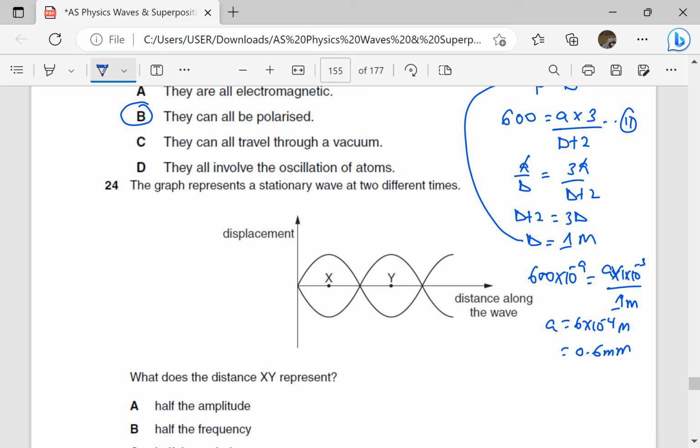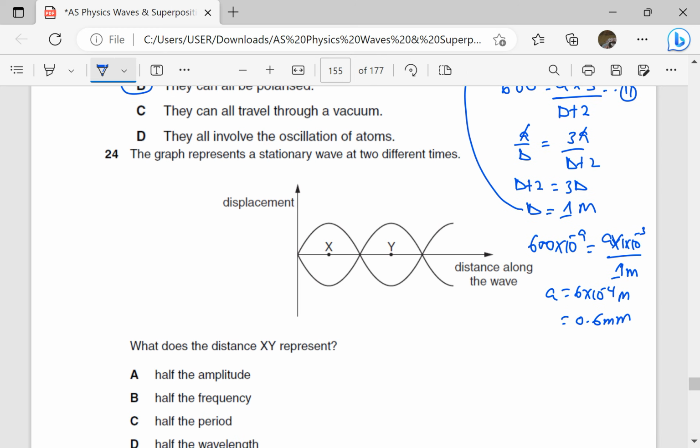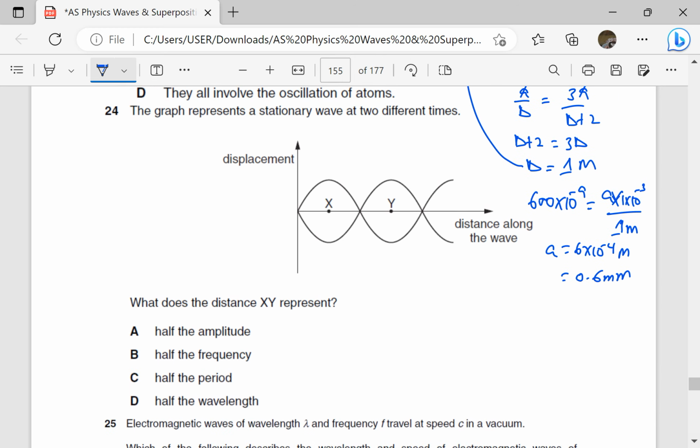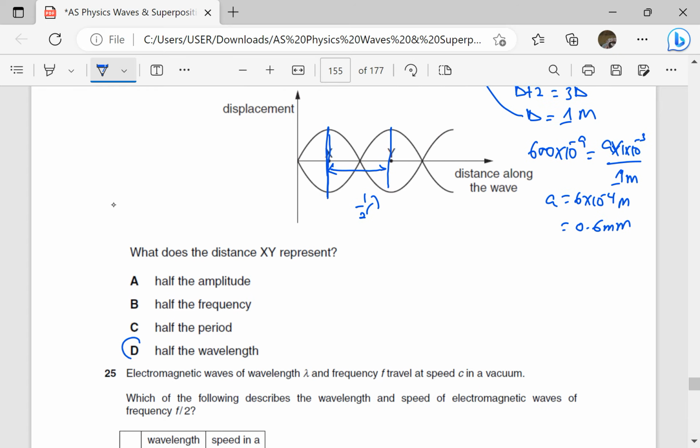The graph represents a stationary wave at two different times. What does the distance XY represent? This is displacement against distance, and it is a stationary wave. This is an antinode, and this is an antinode. The distance between two successive antinodes is always a half wavelength. So the answer here is going to be D.